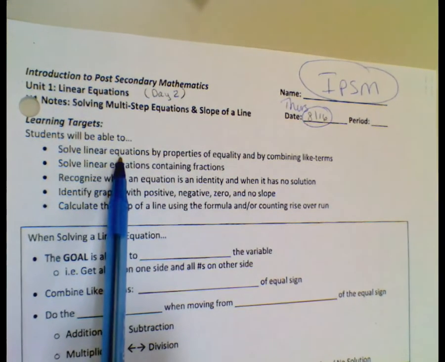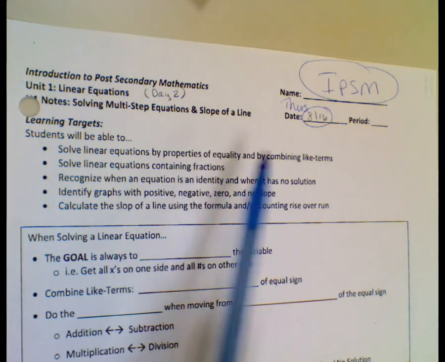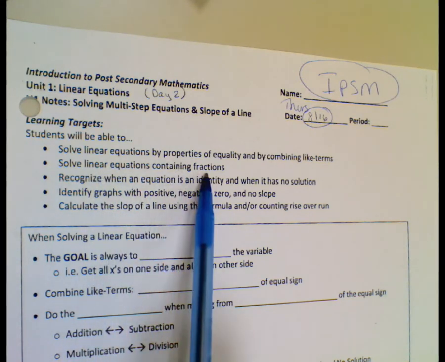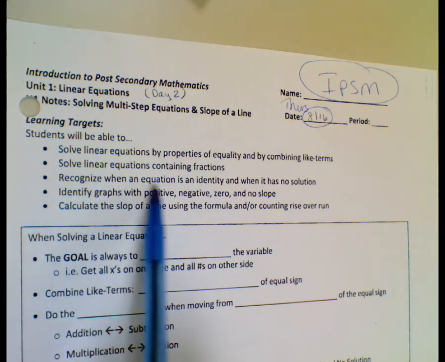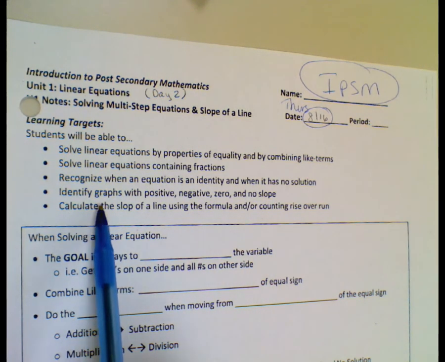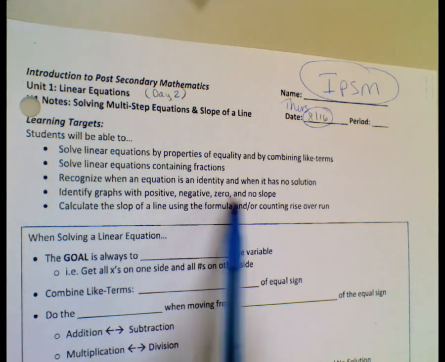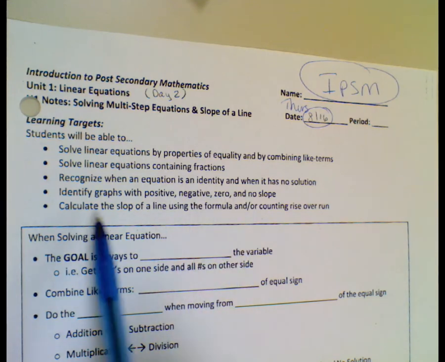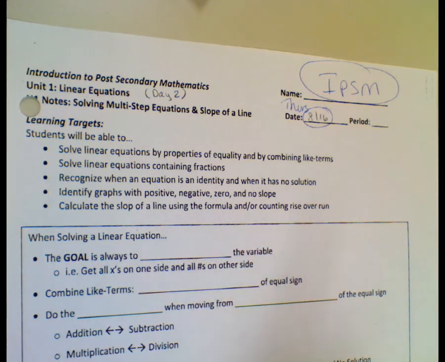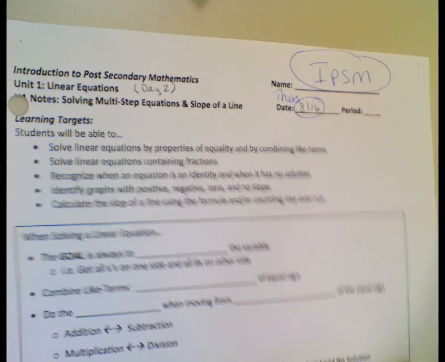Your learning targets today: we're going to solve linear equations using properties of equality and combining like terms. We're going to solve linear equations containing fractions. I'll show you an easy way to get rid of those. We're going to recognize when an equation is an identity and when it has no solution. And we're going to identify graphs with positive, negative, zero, and no slope. We did that yesterday. And we're going to calculate the slope of a line using the formula or counting rise over run. Again, we did that a little bit yesterday.